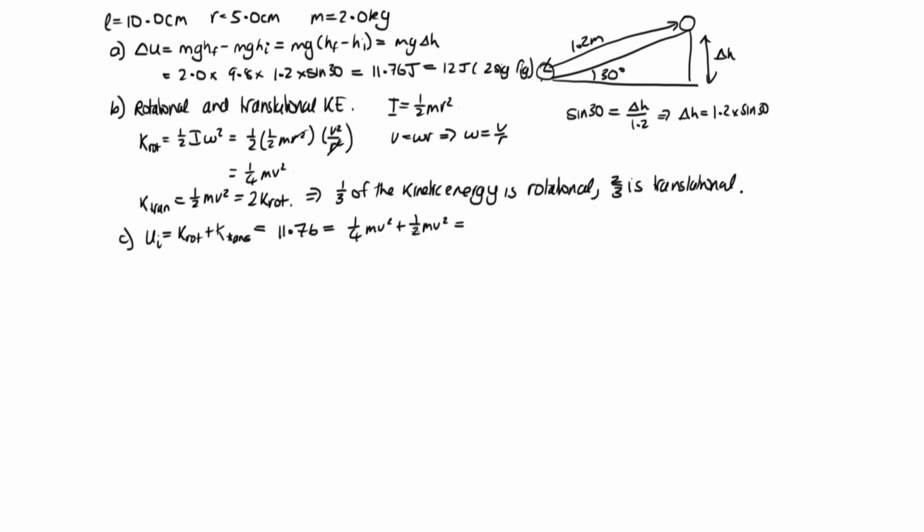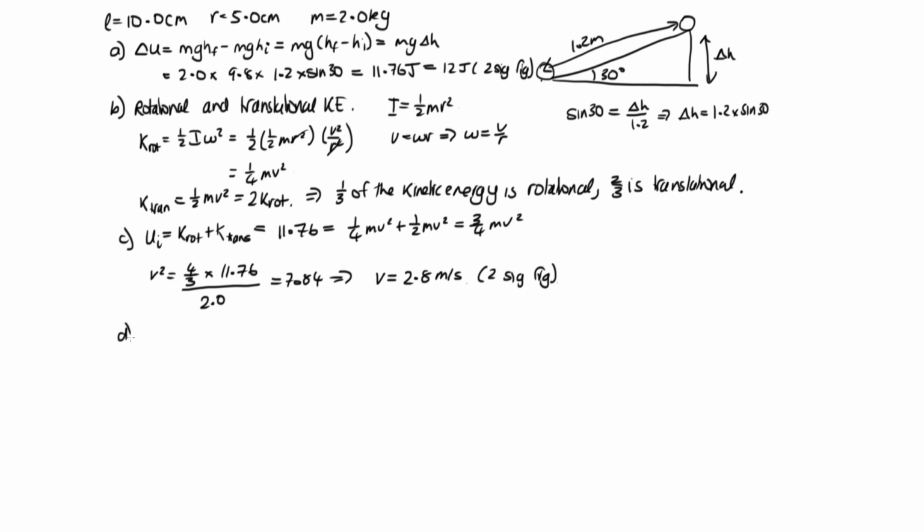So we've got a quarter plus a half. So this is 1/4 plus 2/4. So that's 3/4 mv squared. Okay, now we're trying to solve it for v. So we can rearrange this and say, well, v squared is equal to 4/3 times 11.76, and then we're dividing by this mass. So the mass is equal to 2, and so this is equal to 7.84. That's the v squared. So this tells us that the speed is equal to 2.8 meters per second. And again, we've given it to 2 significant figures.